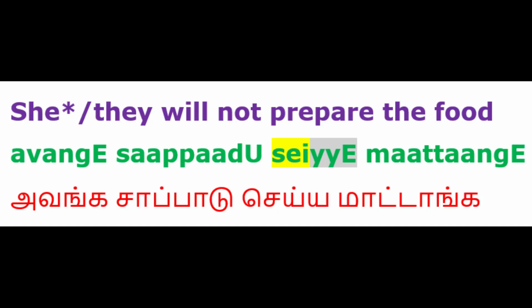அவங்க சாப்பாடு செய்ய மாட்டாங்க. அவங்க can also mean she, or அவங்க can also mean a respectable he or she, they. I have dealt with that in another lesson, you can check. அவங்க சாப்பாடு செய்ய மாட்டாங்க. They will not prepare food.